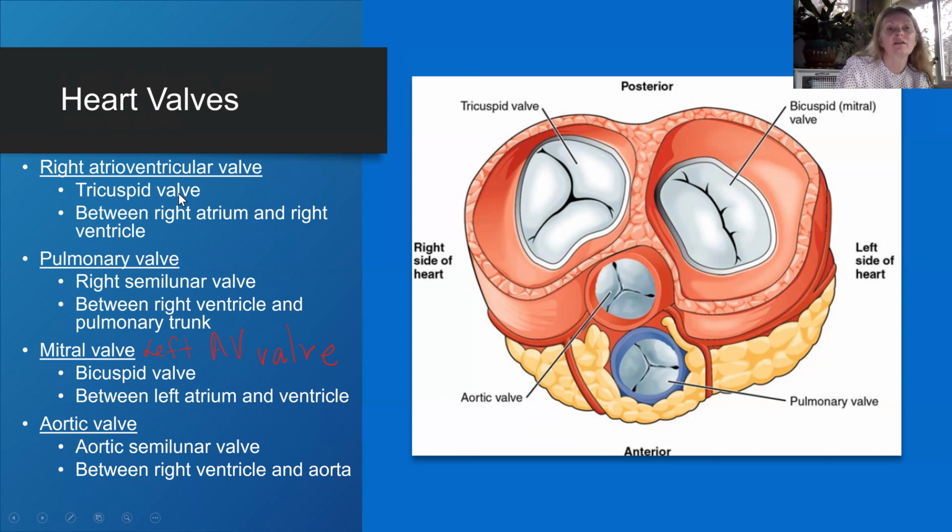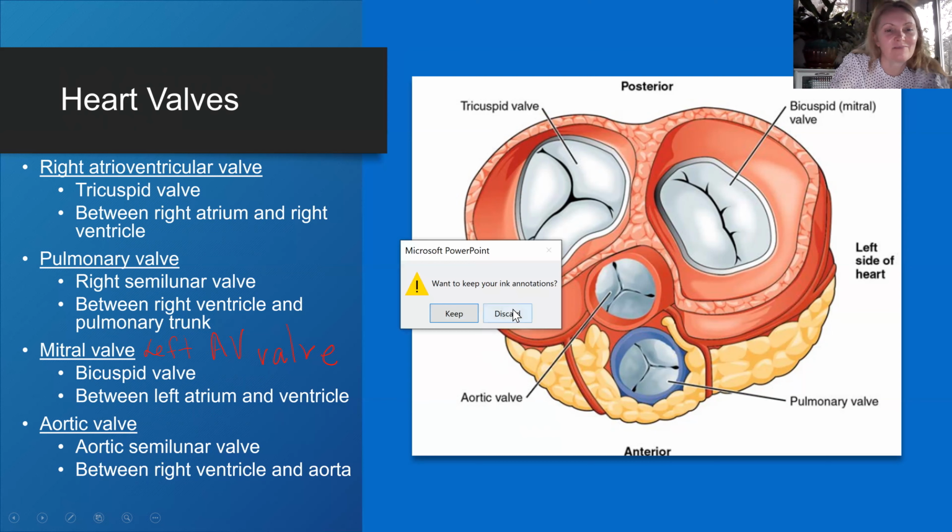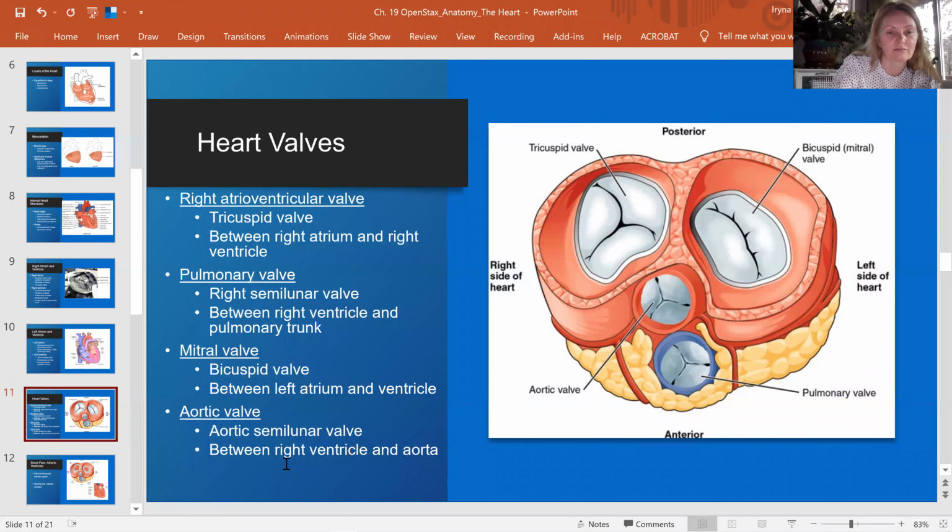So right AV valve is the tricuspid valve between right atrium and right ventricle. Pulmonary valve, it's a right semilunar valve between right ventricle and pulmonary trunk. Left AV valve or mitral valve is the bicuspid valve between left atrium and left ventricle, and aortic valve is the aortic semilunar valve that's between right, I'm sorry, that's not right, between left ventricle and aorta.